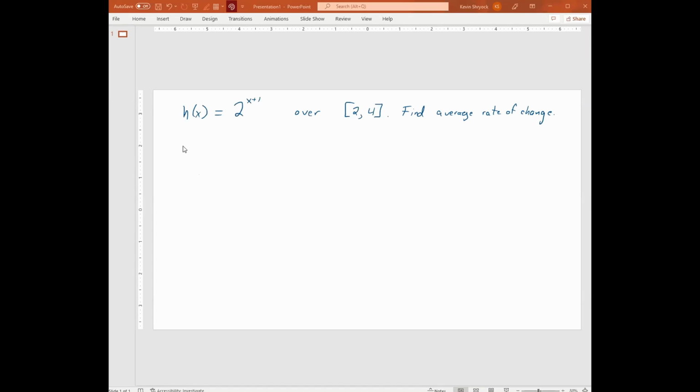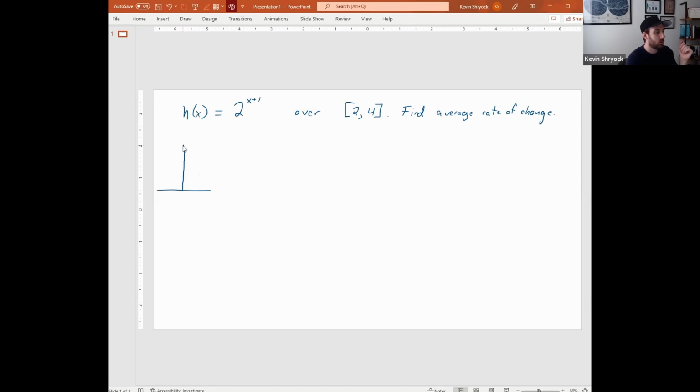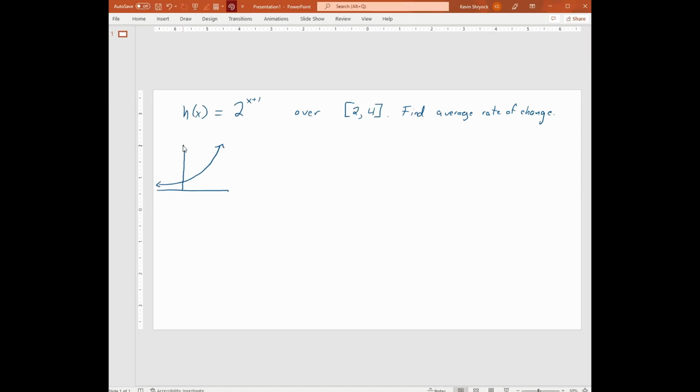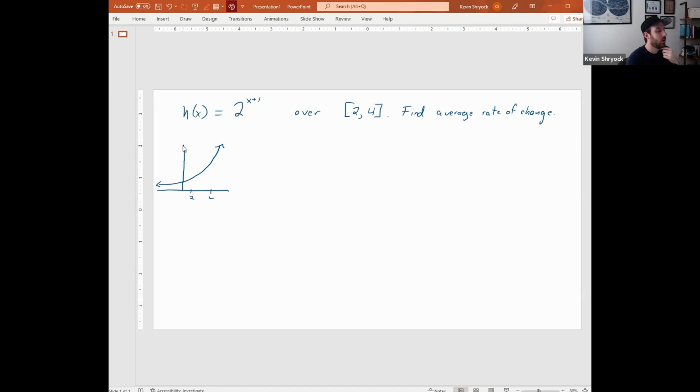Great. Let's get a picture, just because pictures are always a nice thing to help add intuition, right? This is an exponential graph that's shifted a little bit, but I don't really care. It's going to be something like this. And then I'm looking across 2 to 4. So here's 2, here's 4. I could figure out heights even if I wanted to make this picture nice and accurate. Plug in 2, that'd be 2 to the third is 8. So this is the height right here of 8.